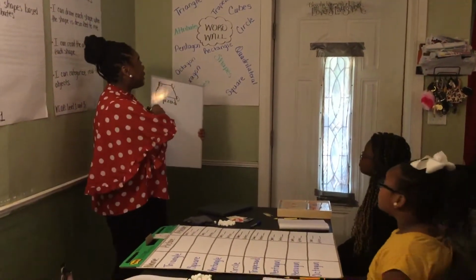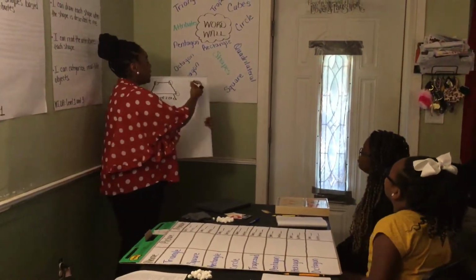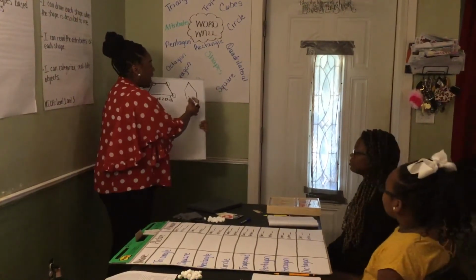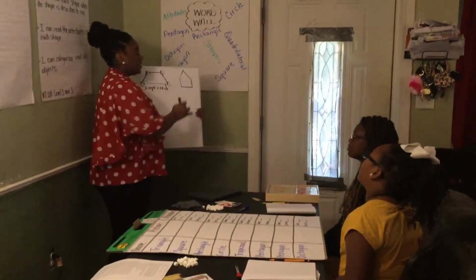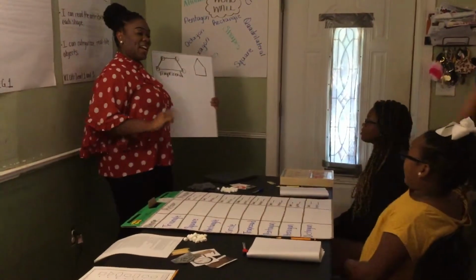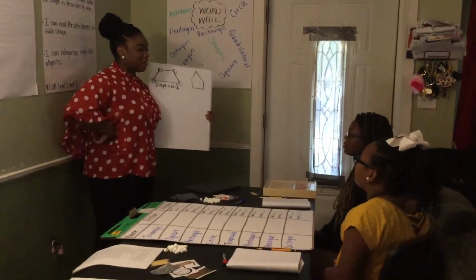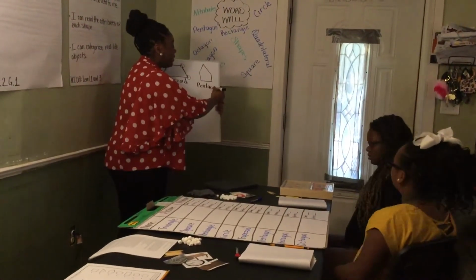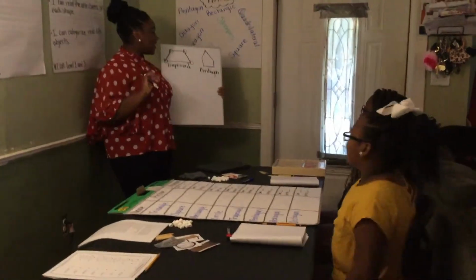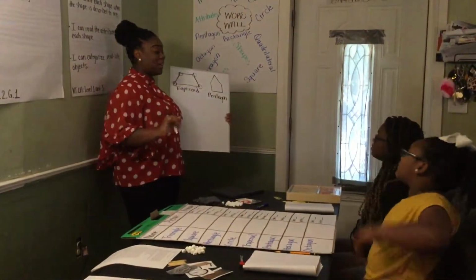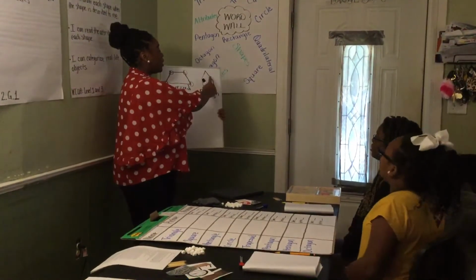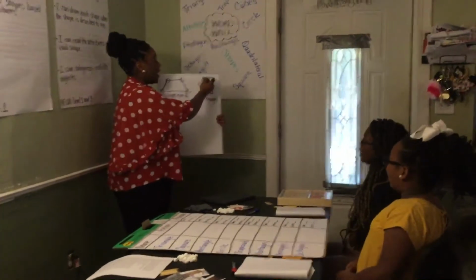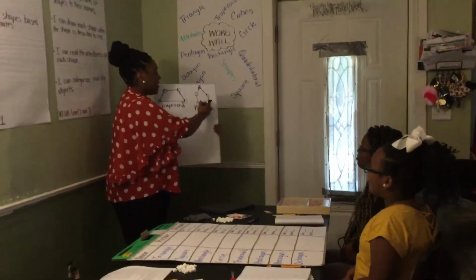So that's a trapezoid. The other shape we're going to talk about today is a pentagon. Pentagon. Anybody know what's special about a pentagon? How many sides does a pentagon have? 5. A pentagon has 5 sides, and guess how many vertices? 5 vertices. Good job. We're going to count it again. You ready? 1, 2, 3, 4, 5. Now let's count the vertices. 1, 2, 3, 4, 5.